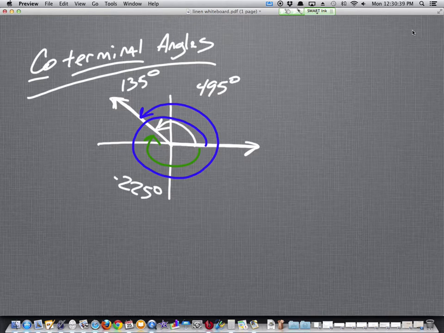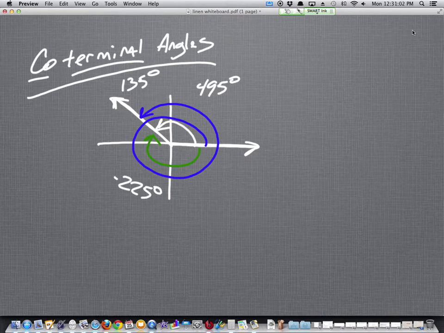But all three of these angles, what do they have in common? Coterminal angle. They share the same terminal side. But they're not the same angle. Why are they not the same angle? They have different rotations. So coterminal angles share the same terminal side. And how do we find coterminal angles?